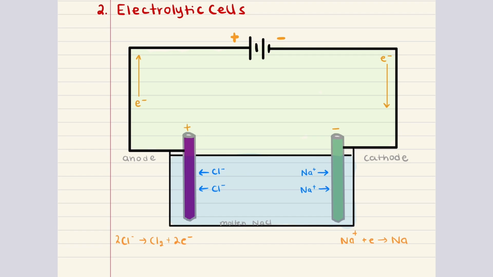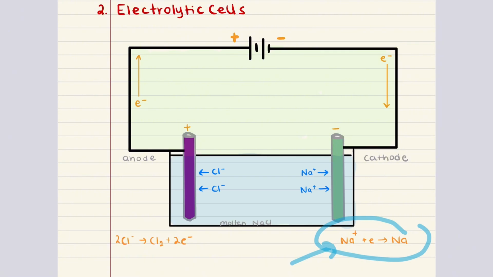Now at the cathode, sodium ions are going to gain electrons to form sodium metal. The reduction reaction occurring at the cathode can be represented like so. This reaction takes place at the negative electrode where sodium ions are reduced by gaining electrons.